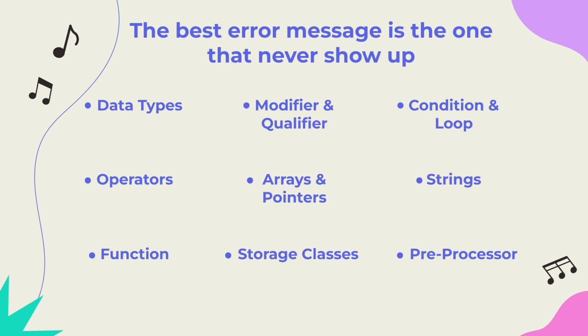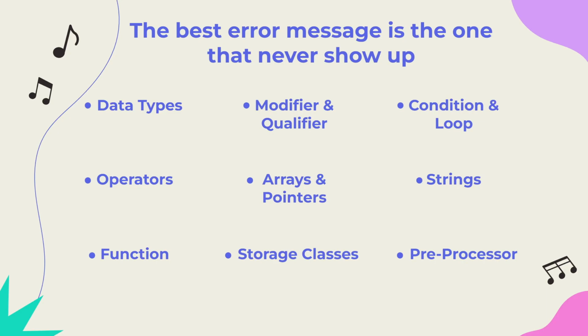Next is strings. A string is an array of characters terminated by a null character, which means at the end of the string we always have a null character. Next is functions. A function is used to do a repeated task. Next is storage classes. Next is the preprocessor, which is used at compilation time.